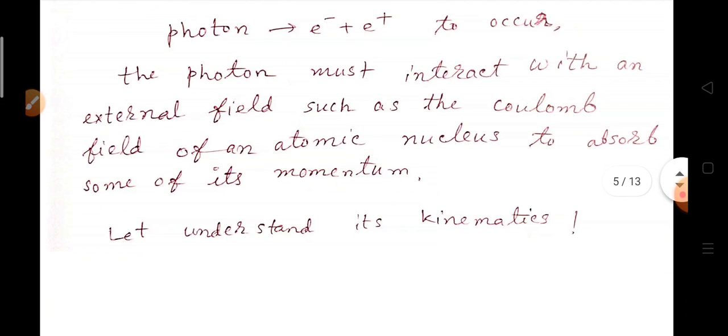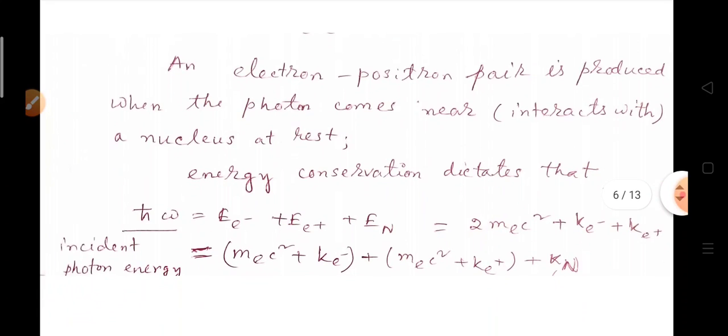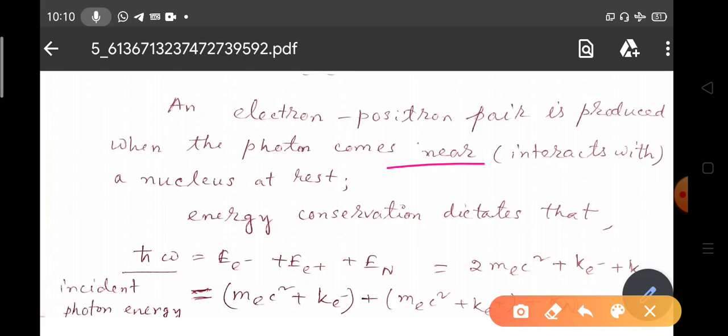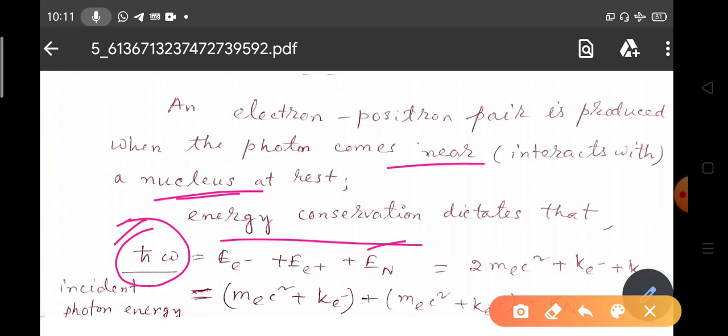So now let's understand its kinematics. Suppose an electron-positron pair is produced when the photon comes near or interacts with the nucleus, and this nucleus is at rest initially. So what is the energy conservation law? The energy conservation law tells us that the initial energy is the final energy. Now, the initial energy is the photon energy, because initially the nucleus is assumed to be at rest. So the incident photon energy is h cross omega, and it will be equal to the final energy, the generation of two particles, one electron and another positron, and some recoil energy of the nucleus.